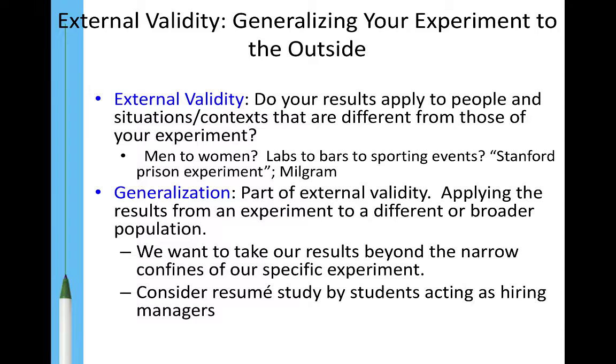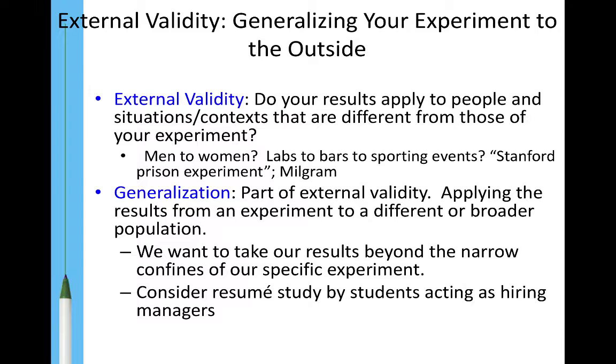Many of you have seen the Stanford prison experiment. This was done with college students in a lab at Stanford University. And so the question is, do the conclusions from this study correspond to other groups of people, to other contexts, or is it really kind of universal? So that's what external validity is about. Generalization is just applying the results to different or broader populations.